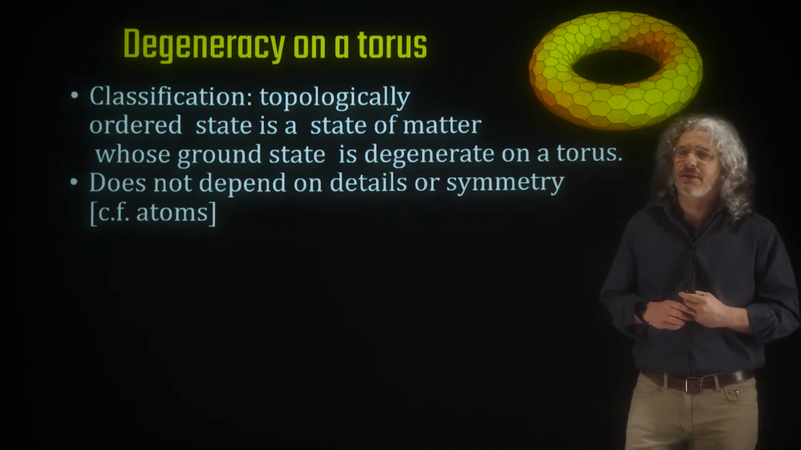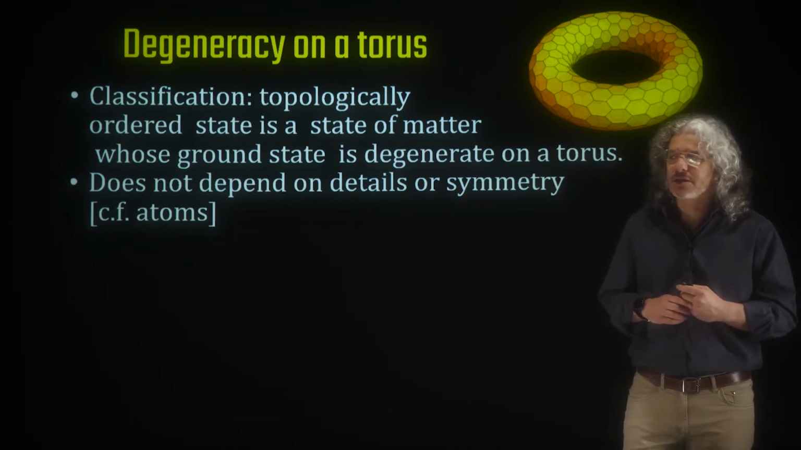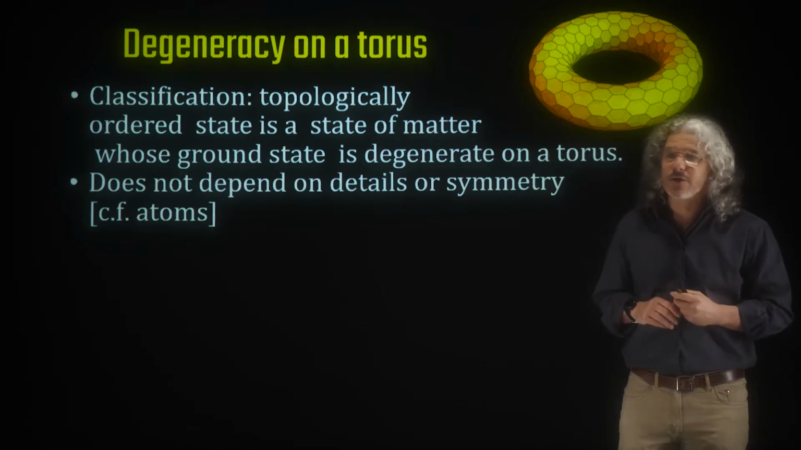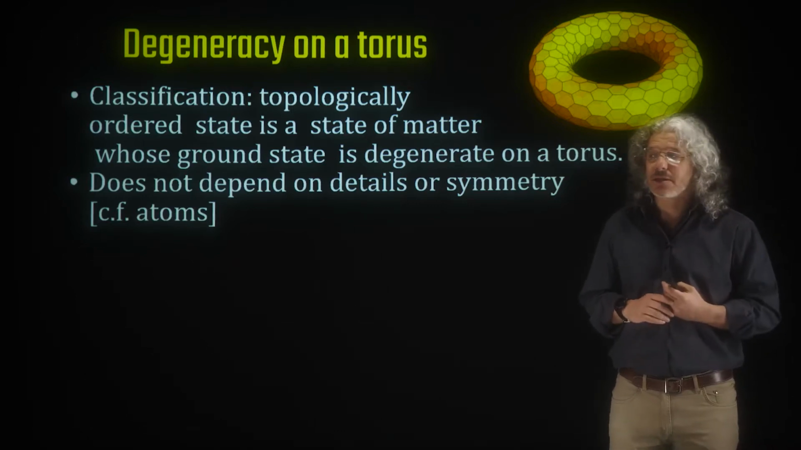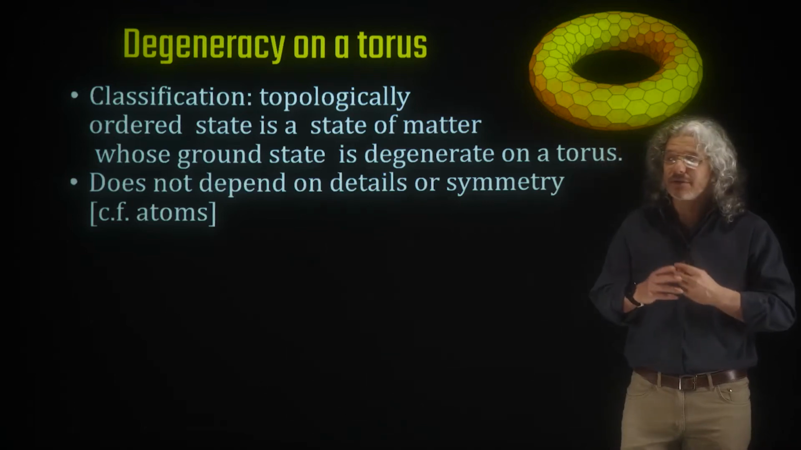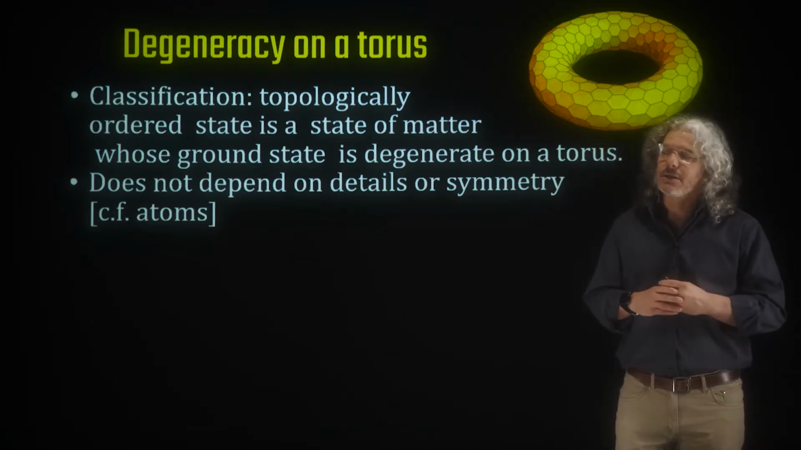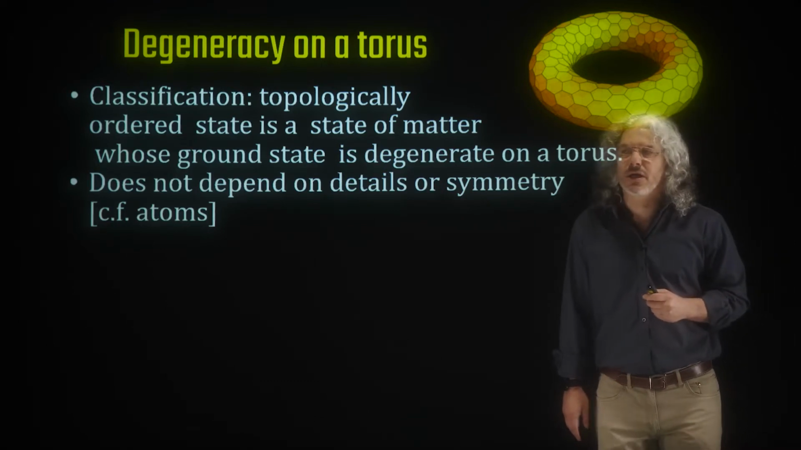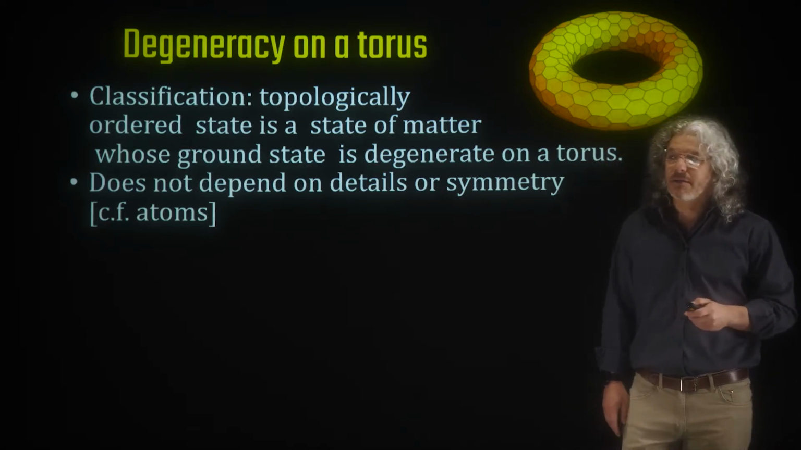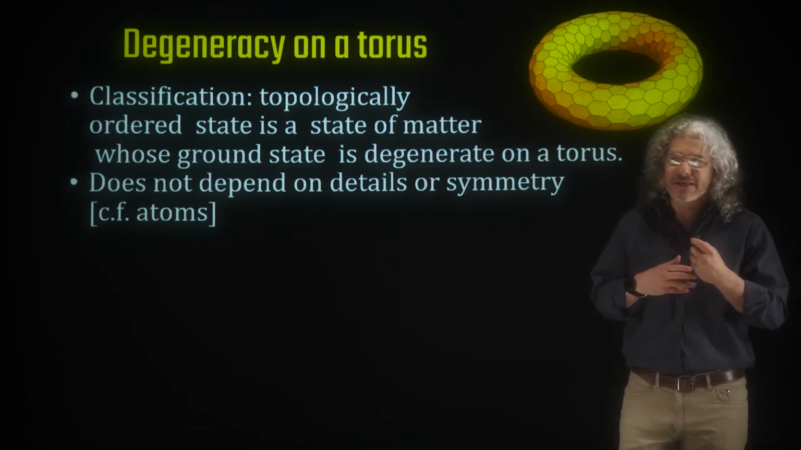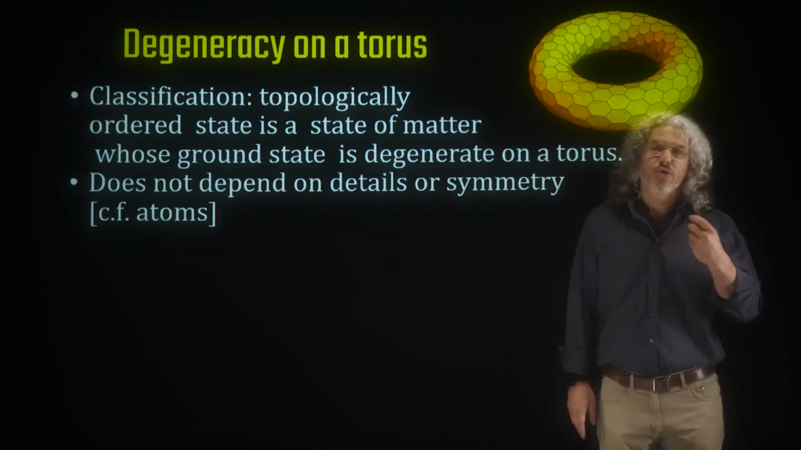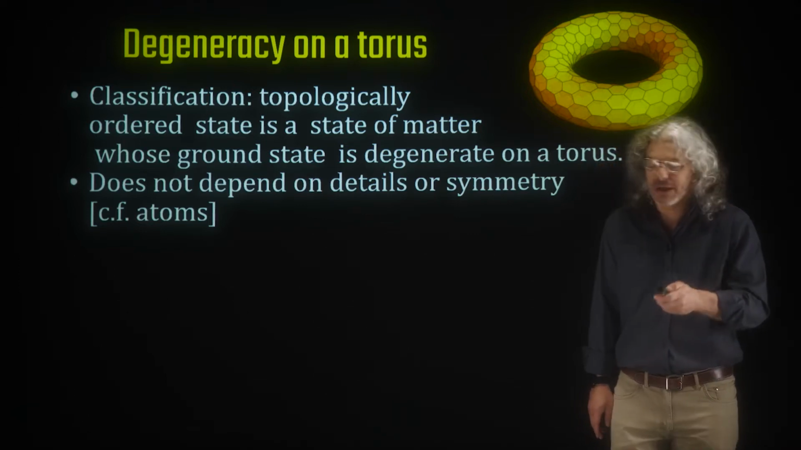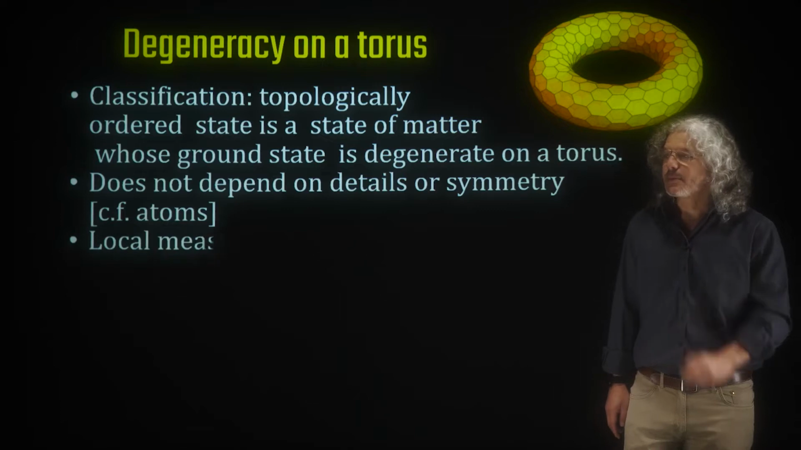We know examples of degeneracies. For example, if we have an atom, due to the spherical symmetric structure of the atom, there are certain degeneracies in the atomic levels. When we break this symmetry, this degeneracy is lifted. This is not the case in topologically ordered matter. The degeneracy does not depend on the details. If we introduce disorder in the system, the degeneracy will remain. It will not be lifted.